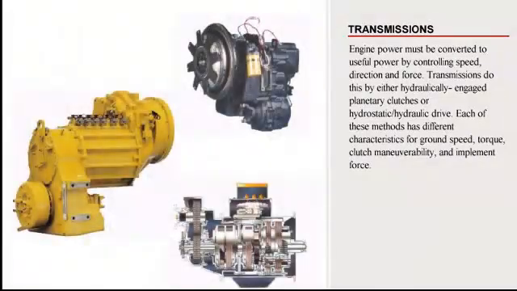Engine power must be converted to useful power by controlling speed, direction, and force. Transmissions do this by either hydraulically engaged planetary clutches or hydrostatic hydraulic drive. Each of these methods has different characteristics for ground speed, torque, clutch maneuverability, and implement force.